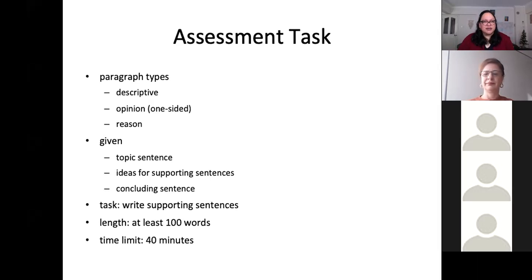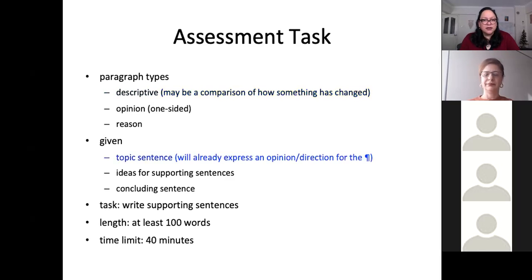So for the assessment task, there are three possible paragraph types: descriptive, one-sided opinion, and reason. Just be aware that descriptive might be a comparison of how something has changed, like how your hometown has changed, for example. The topic sentence, ideas for supporting sentences, and the concluding sentence are all given to the students as part of the assessment task.